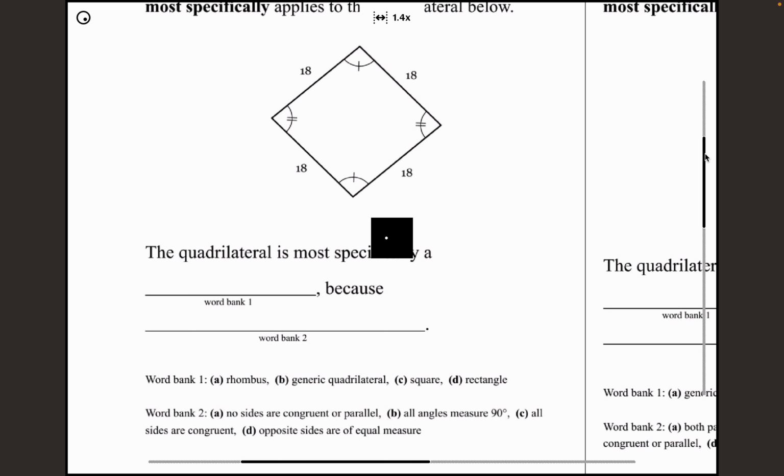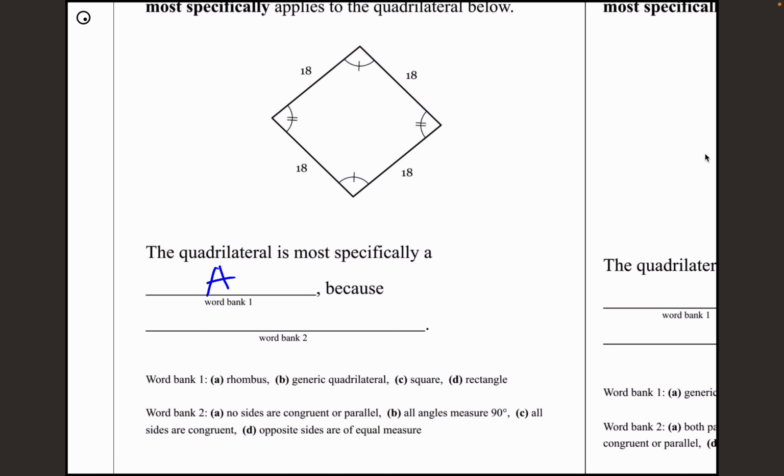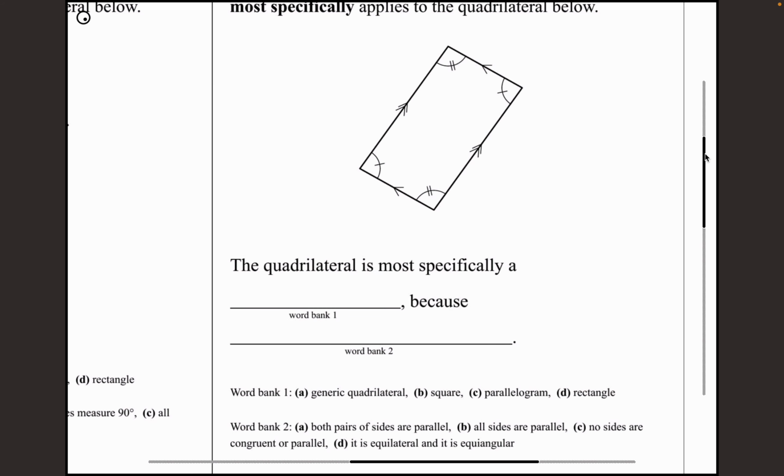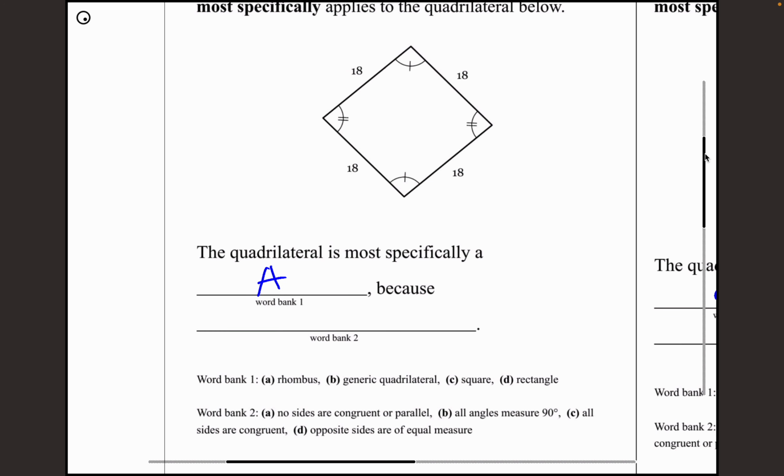Yeah, it's a rhombus. What makes it a rhombus? 4 congruent sides. Perfect. What about this one? That's a parallelogram. This would be a parallelogram. Okay? All right. Now, that's basic.